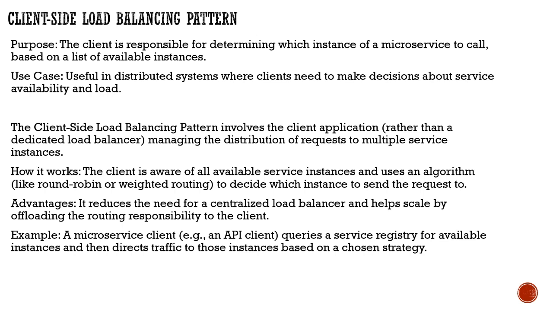Now let's say a microservices API client is making a request. It will query the service registry for any available instances, find them, and then direct that particular traffic to a particular instance based on either a round robin or weighted routing strategy algorithm.